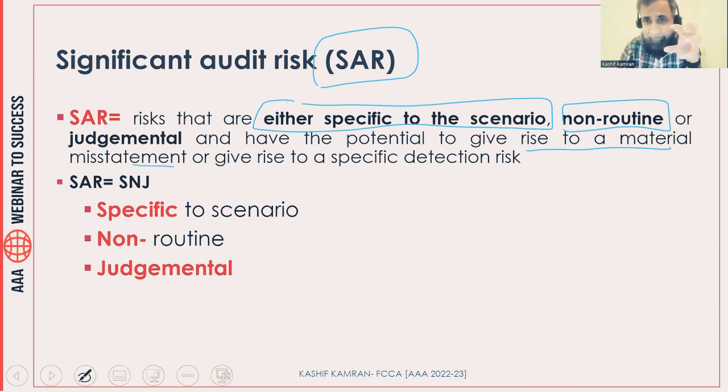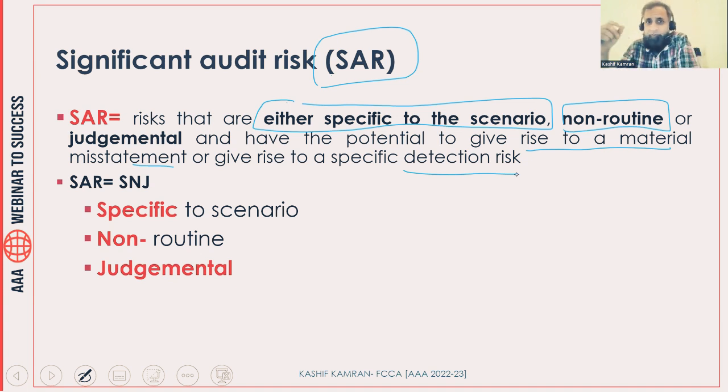So anything specific to a scenario which has a potential to give rise to a material misstatement or a detection risk. So it's a new audit client. A new audit client has a potential to give rise to a detection risk. So is it a SAR? Yes, it is a SAR. So something specific to the scenario, number 1, something non-routine, number 2, something judgmental, number 3, which has a potential to give rise to a material misstatement or a specific detection risk, becomes SAR.